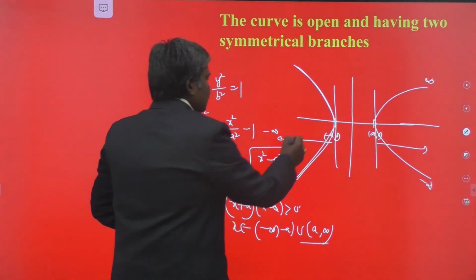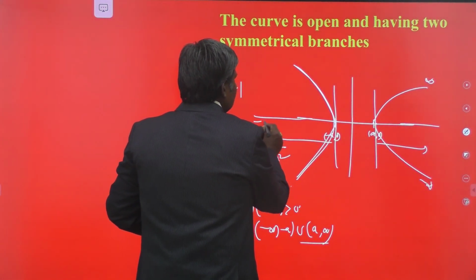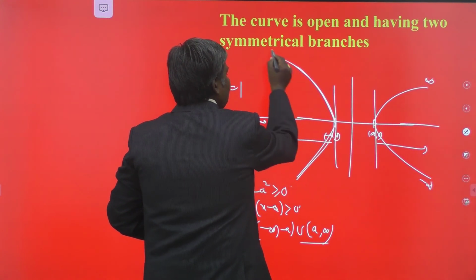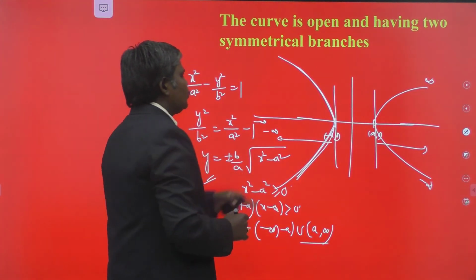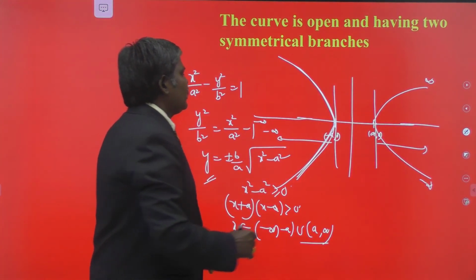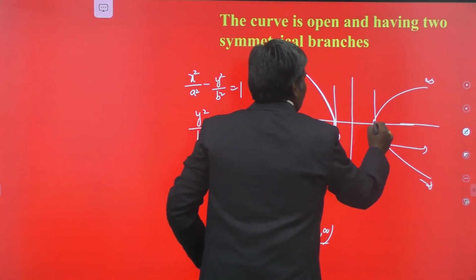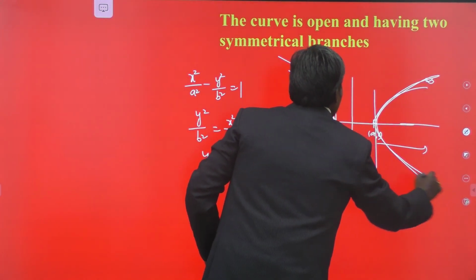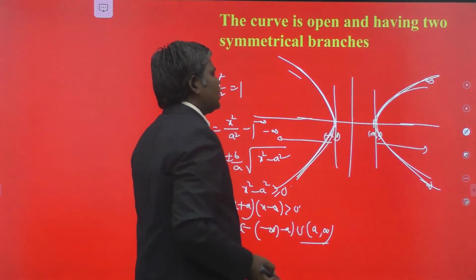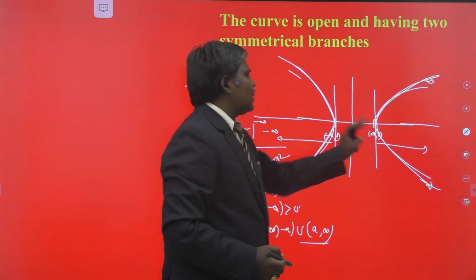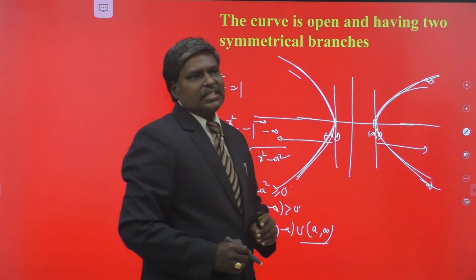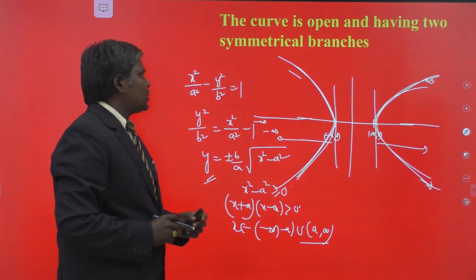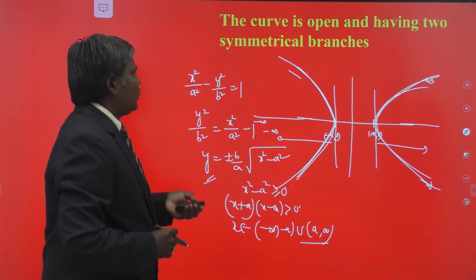So, as x goes from -a to minus infinity, in the same manner both values of y increase from 0 to infinity numerically. Therefore, if this is one branch of the curve, automatically this is the other branch. Both are symmetrical branches, mirror images with respect to the y-axis as shown in this figure. Understand? Okay. These are the properties.